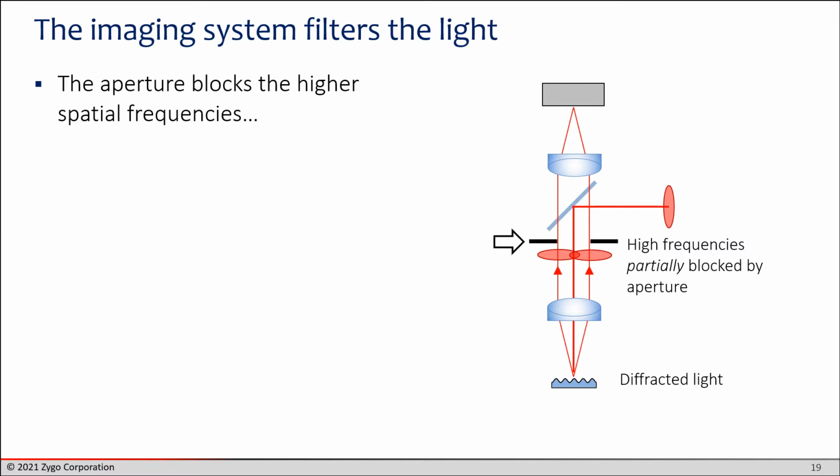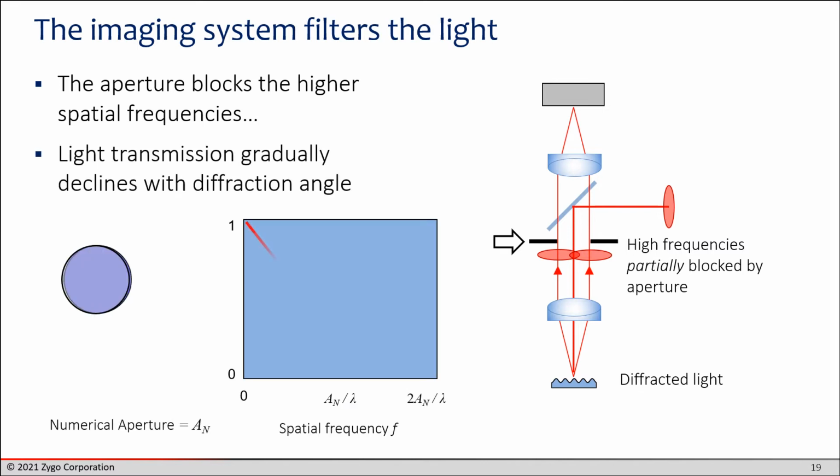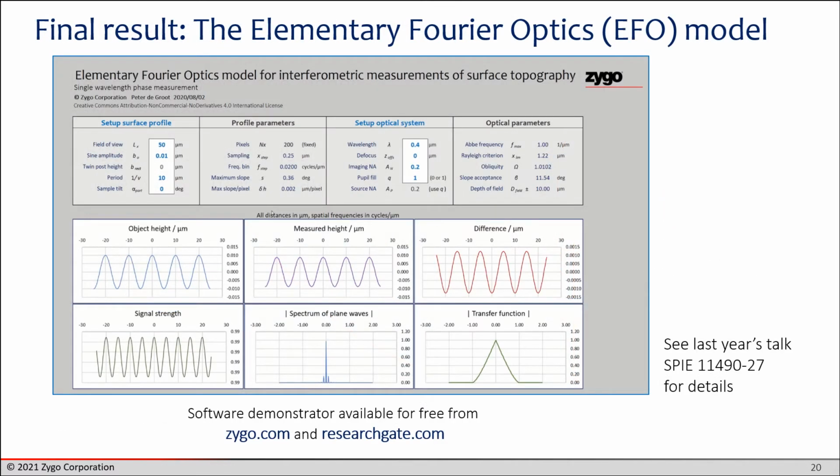And in a conventional optical imaging system, we calculate that using, for example, an optical transfer function. So this is a familiar way of calculating the optical transfer function. And gradually, as you go to higher spatial frequencies, steeper diffraction angles, you find that the light is blocked. If you work through the effects of a Fourier optics model of optical imaging on a surface topography measurement using interferometry, you end up with this EFO model, or Elementary Fourier Optics model.